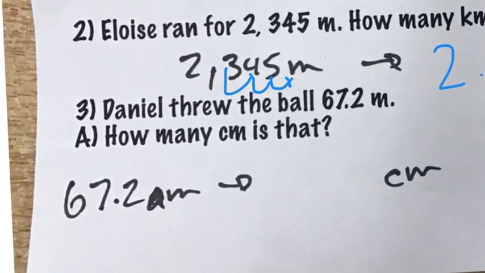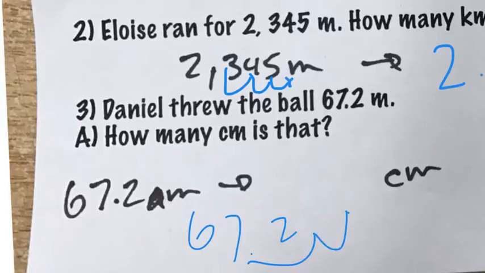And then the last question has to do with Daniel throwing a ball, and he's going from meters to centimeters. That's 2 steps to the right. So the decimal lives here, 67.2, 2 steps this way. That means I have to insert a 0 in there, and I get 6,720 centimeters, or 67,200 millimeters in the second half.